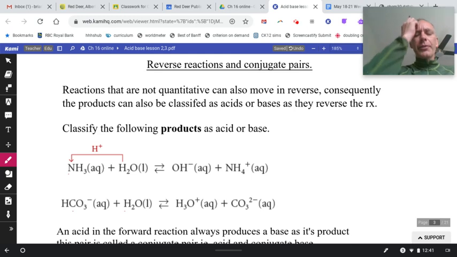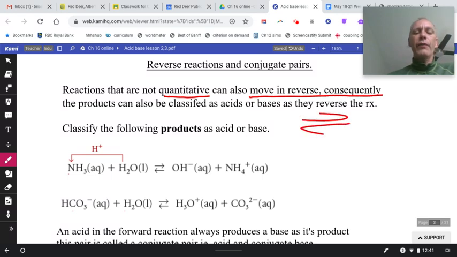All right, reverse reactions and conjugate pairs. As you learned in chapter 15, not all reactions are quantitative. Some of them can be stuck in equilibrium, they can move in reverse, they can be going back and forth. Because they can move in either direction to reach equilibrium, we can classify the products as well.